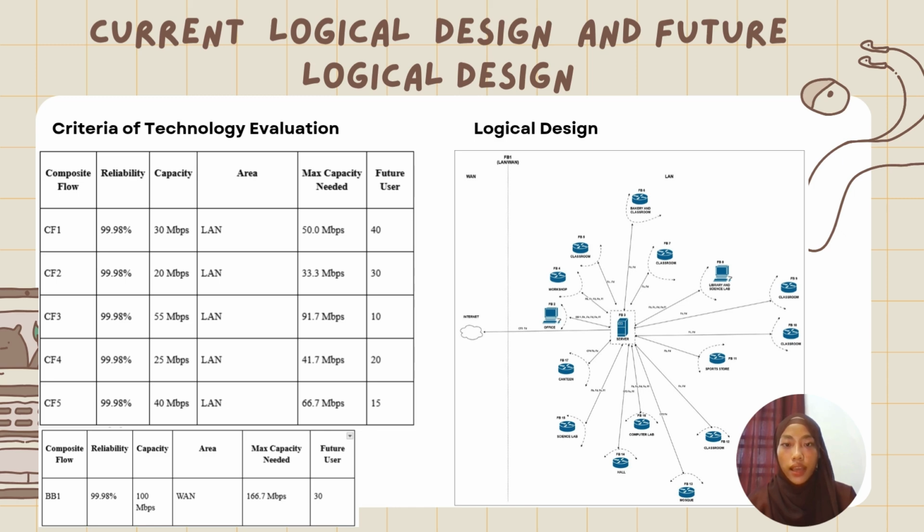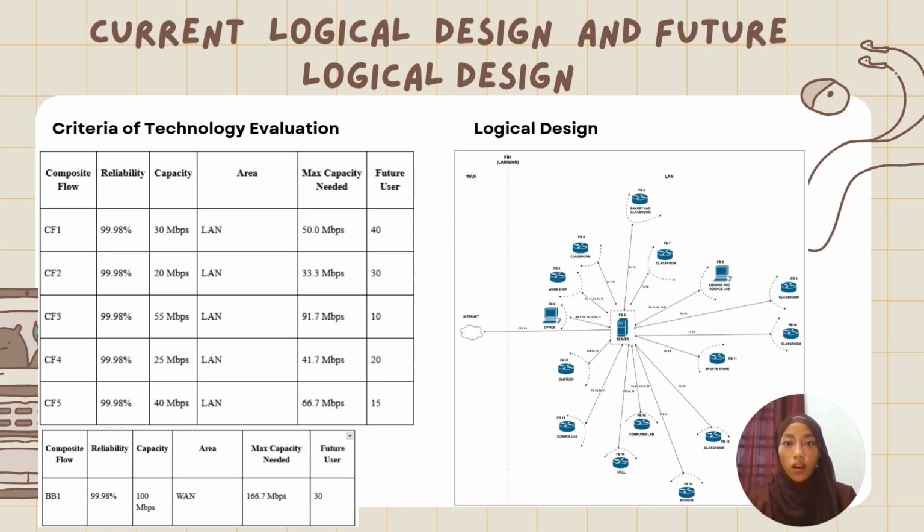At the center of the design, we have the main server located at FB3. This acts as the core hub, connecting to various buildings and functional areas across the campus using LAN. Each facility block, labeled from FB1 to FB17, connects directly to the server. For example, FB1 handles the WAN connection and links to the internet.